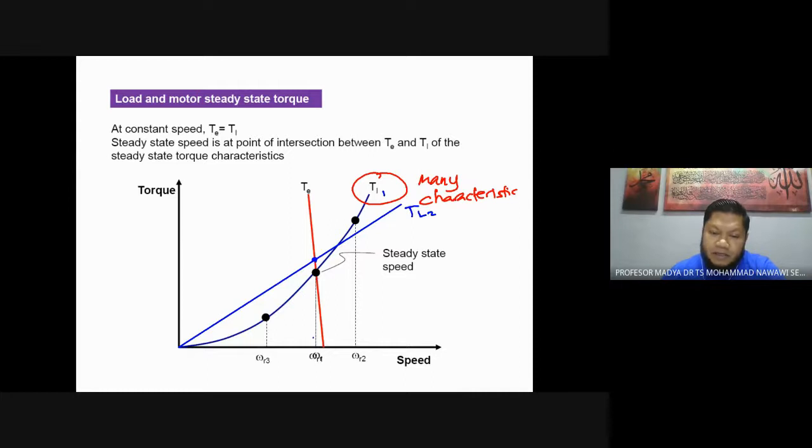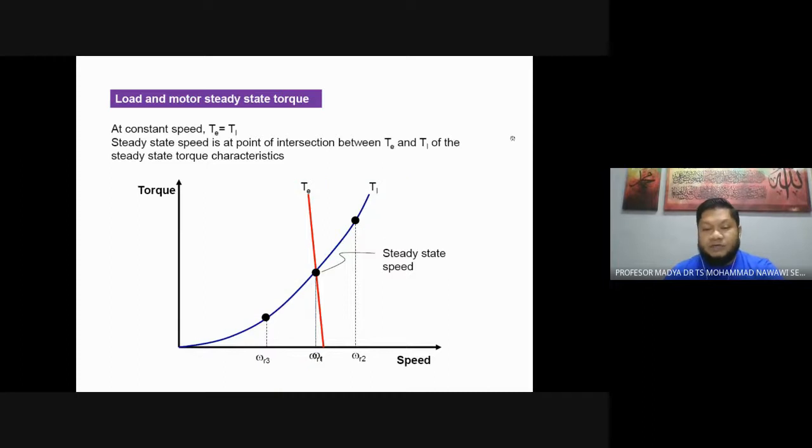So if you drive this particular load, the motor will rotate with that particular speed. It will not rotate at any other speed. It will only operate where the load torque intersects with the electric torque. So that's why for T1, this is omega R, omega R2.